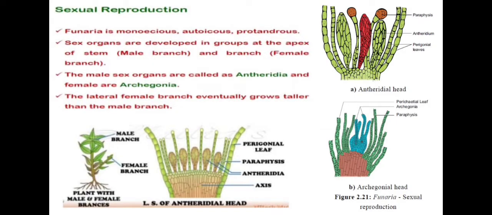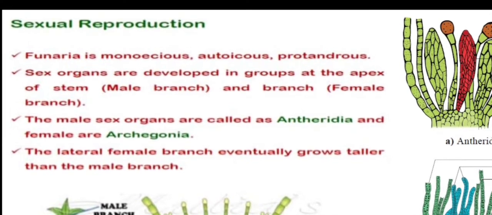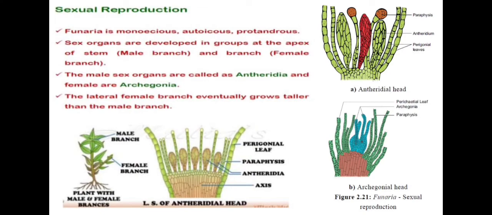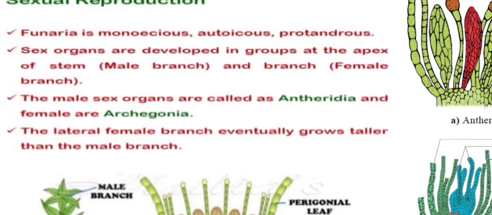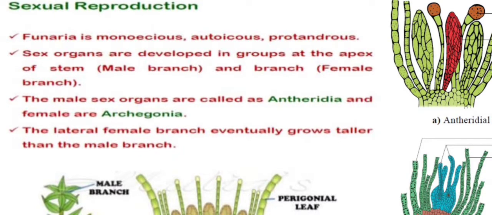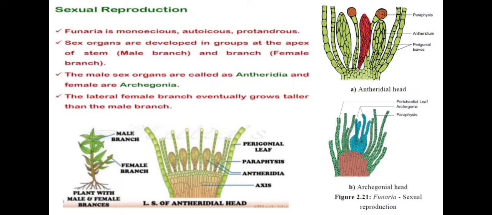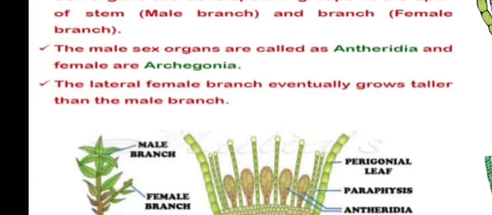Next is sexual reproduction. Funaria is monoecious, autoecious and protandrous. Means here male and female branch develop on the single plant and antheridium mature earlier than the archegonia. Sex organs are developed in groups at the apex of the stem, and male branch usually develop at the apex while the female branch develop on the lateral branches. The male sex organs are called as antheridia and female are called as archegonia. The internal female branch eventually grows taller than the male branch.